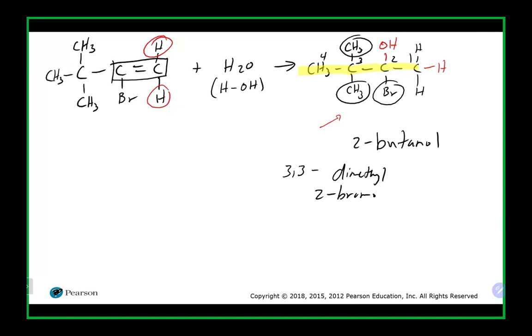We want to go alphabetical, which means we should go with the bromo first there, yes. So that's going to be 2-bromo-3,3-dimethyl-2-butanol. That is a mouthful. Any question on that there?